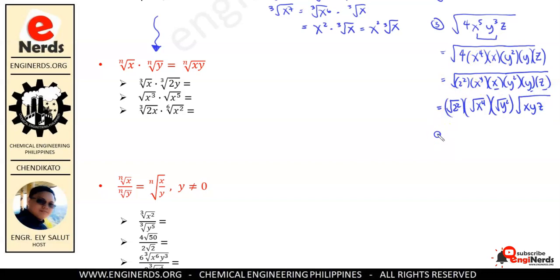So we'll have here square root of 2 squared. This will be like being cancelled out, no? So we'll have here 2. Square root of x to the 4th, we have 4 divided by 2. We have x squared.